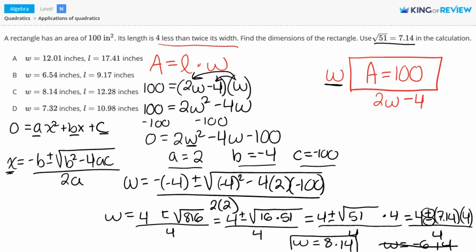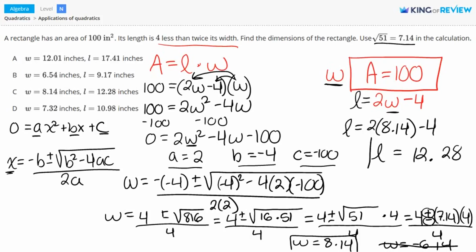Now we've solved for the width. The next thing to do is solve for the length. We know that the length equals 2w minus 4. So let's insert our value for w here. L equals 2 times 8.14 minus 4, and this is L equals 12.28. So we have a width of 8.14 inches and a length of 12.28 inches. Letter C is correct.